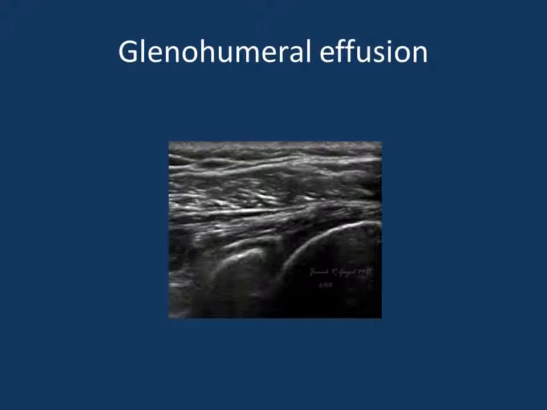Another image showing you the fluid in the glenohumeral joint. Here is the humeral head, here is your calcified labrum, and you're not seeing the glenoid much here, but here you're seeing the capsule. Again, here is the fluid in the glenohumeral joint.